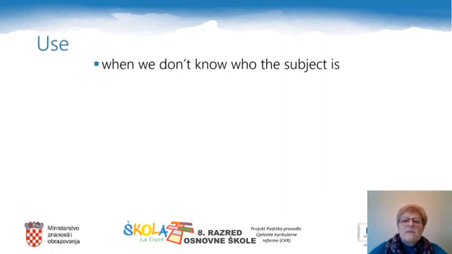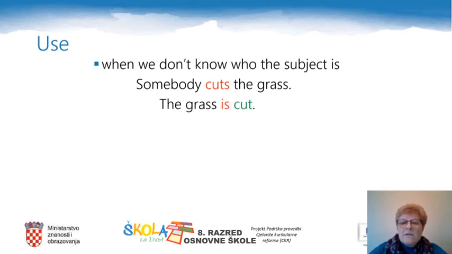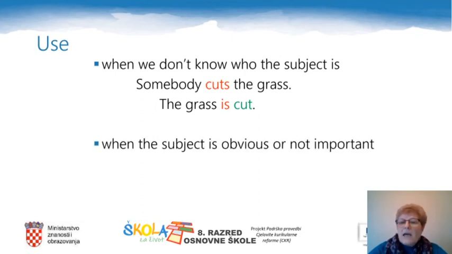When do we use the passive voice? We use the passive voice when we don't know who the subject is. For example, somebody cuts the grass. The grass is cut. We don't know who cuts the grass.